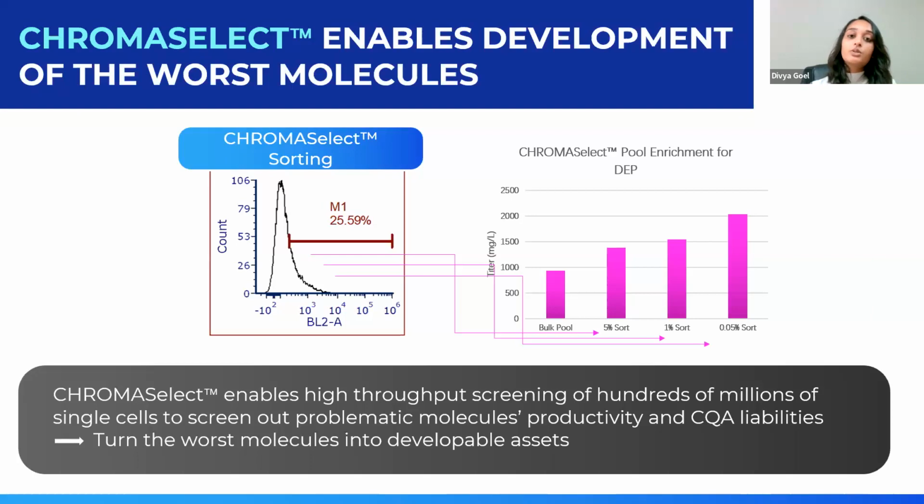So in totality, by being able to screen CQAs, titer, any sort of attributes, we can make incredibly undevelopable molecules into developable assets. And this is with no customization. This is a platform developable screening tool.